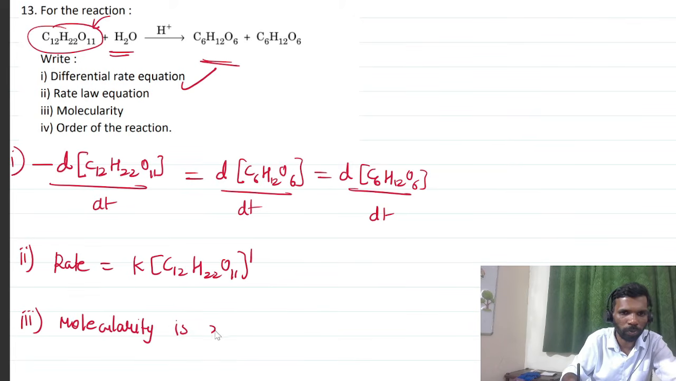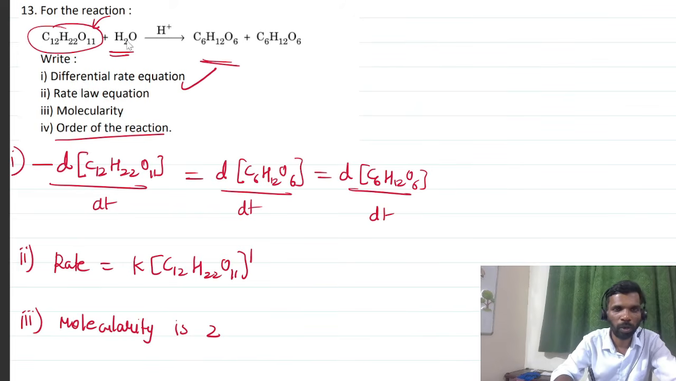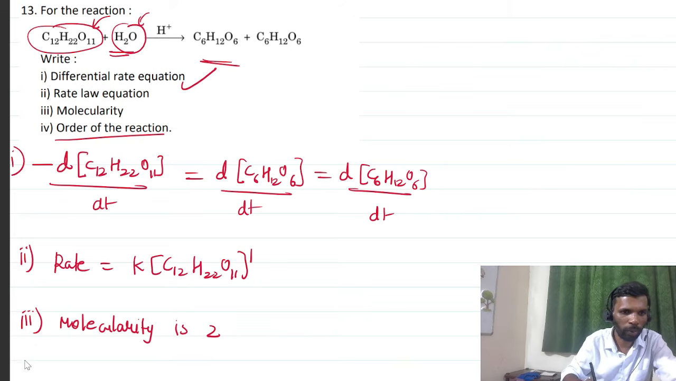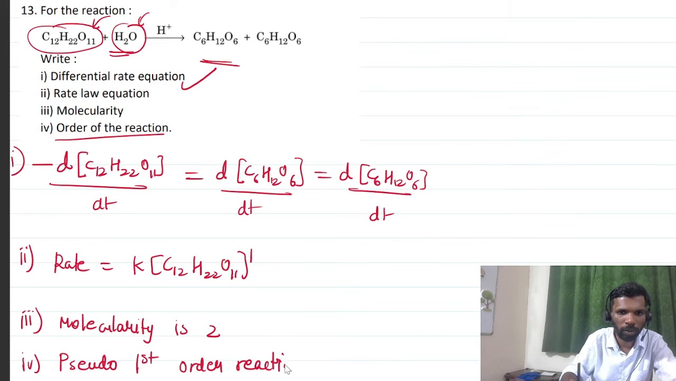Okay. And the order of the reaction is 1 because this looks like a second order reaction, but the concentration of one of the reactants, that is water, remains fairly constant throughout the reaction in this hydrolysis. So this is what you call the order of reaction. Writing this term is very important: pseudo first order reaction. That's it.